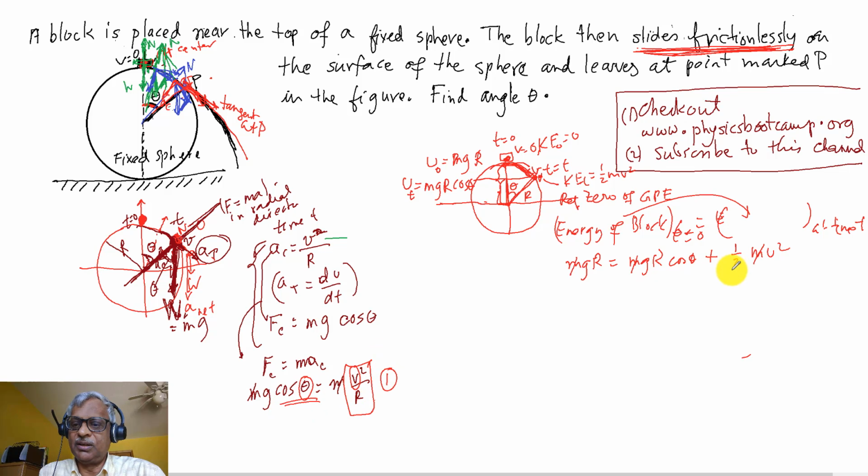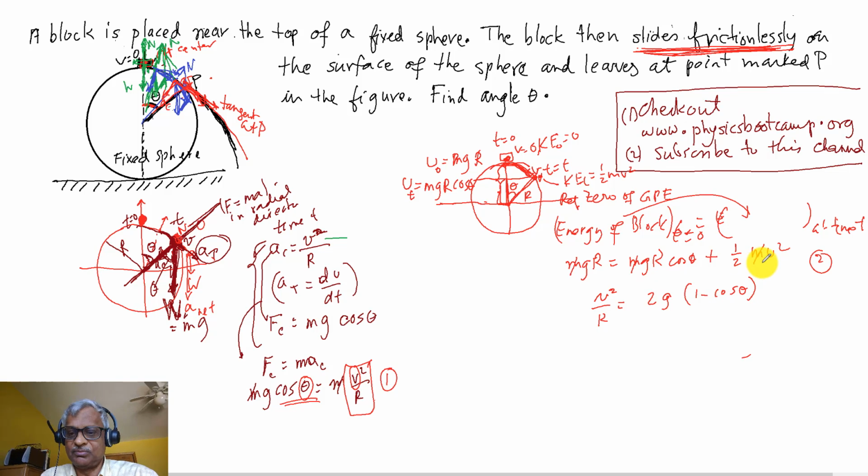So this is my equation 2, and I can just say v square over r is 2g times 1 minus cosine theta. Okay, so multiply by 2 and divide by r and send this down to the other side. So this is equation 2. So put it in here.